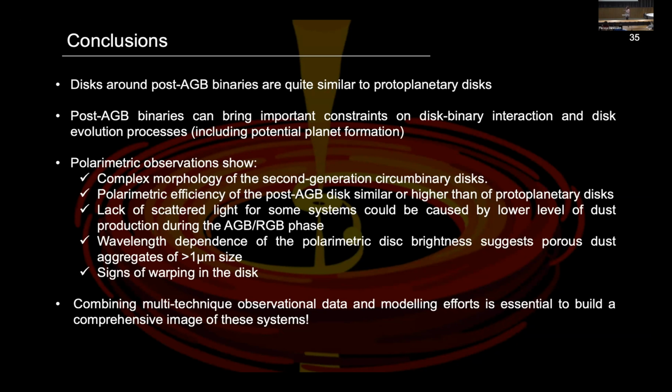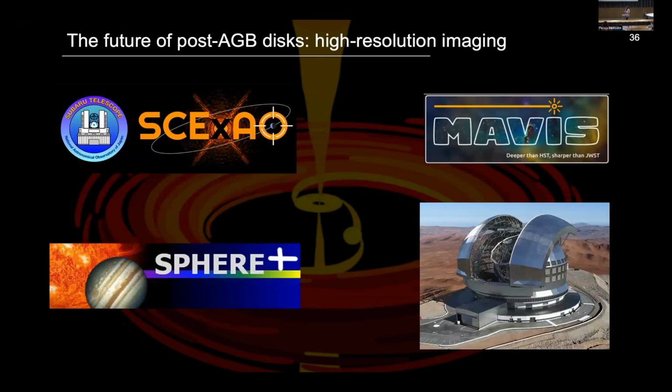In addition, studying these disks around evolved binaries is very important to study the disk-binary interaction processes that are not fully understood yet. And going forward, we are keen not just to extend the sample of our data and observe more post-AGB disks, we are also looking forward to using some of the already existing instruments for our targets, like Subaru telescope instruments, some of the new upcoming upgrades for SPHERE, and also upcoming instruments like MAVIS and ELT.